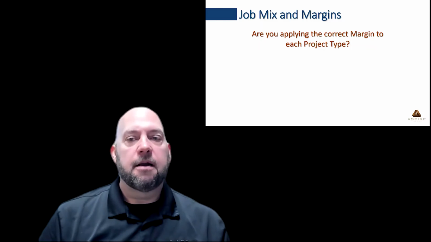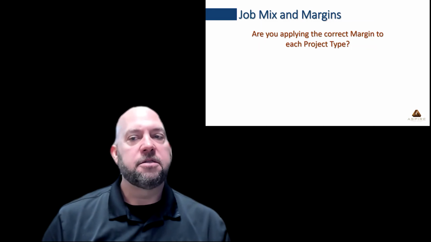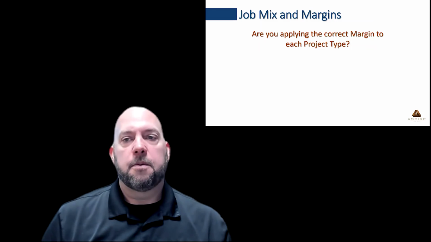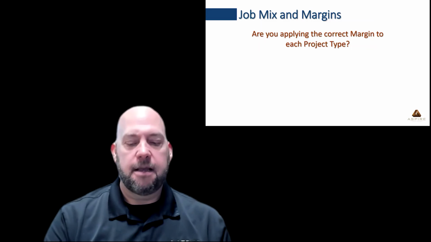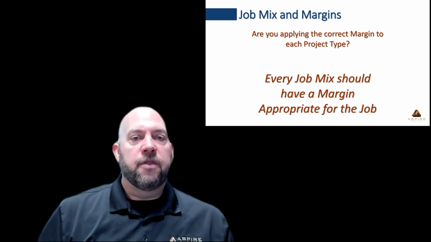The other thing that I want to talk about is pricing per job, right? Job mix and margins are tied very closely. Using a fixed markup across the board or margin across the board for all project types isn't necessarily the right way to go. You need to make sure you're applying the correct margin to each project type because every job should have a margin appropriate for that job.